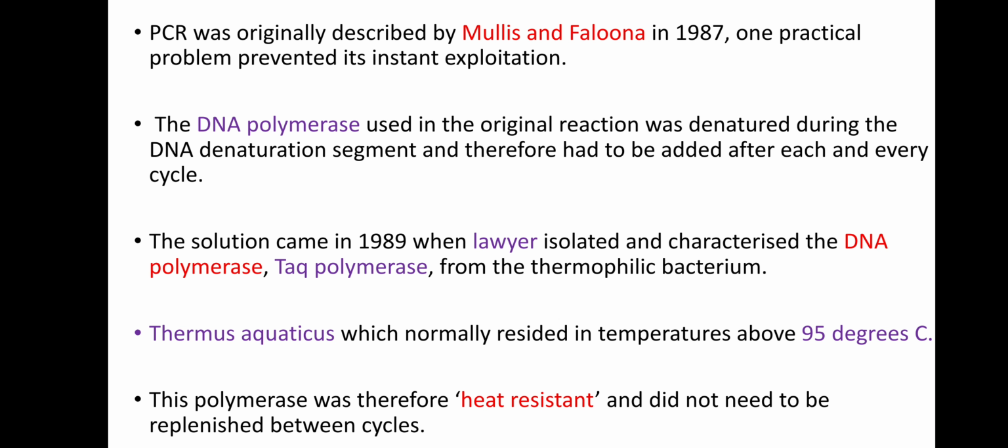The DNA polymerase used in the original reaction was denatured during the DNA denaturation segment and therefore had to be added after each and every cycle. The solution came in 1989 when Taq polymerase was isolated and characterized from the thermophilic bacterium Thermus aquaticus, which normally resides in temperatures above 95 degrees Celsius. This polymerase was therefore heat resistant and did not need to be replenished between the cycles.